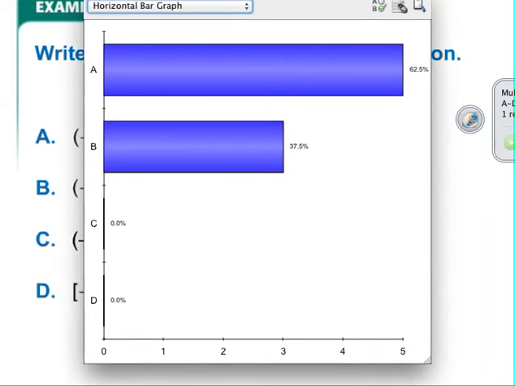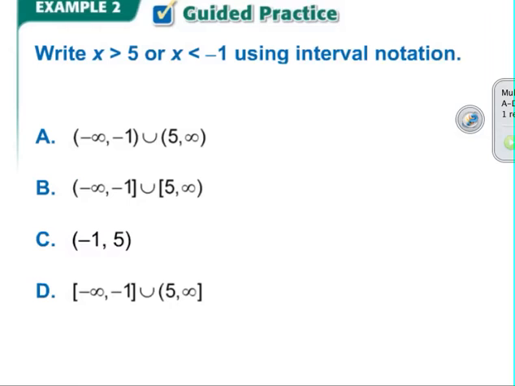Okay, so let's see what we had. Oh, nice. A is the answer. Good job. Okay, so let's go ahead and look at that. The difference between A and B are brackets. So if I look at this, is there an equal to sign here with the 5? No. So that means 5 is not included. That means it goes up until 5. So that's why we use the parenthesis here. No equal to sign here either with the -1. So -1 is not included. Okay, so that's why we use parentheses there.